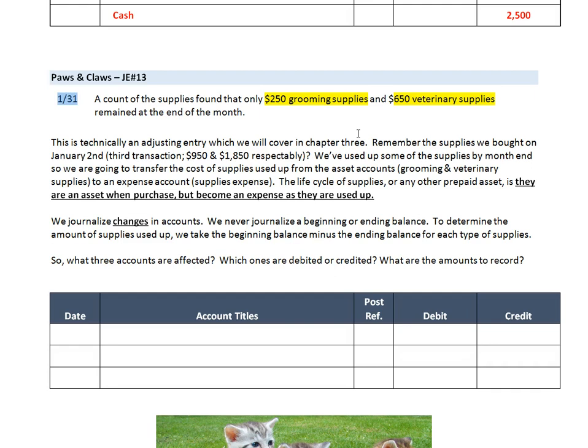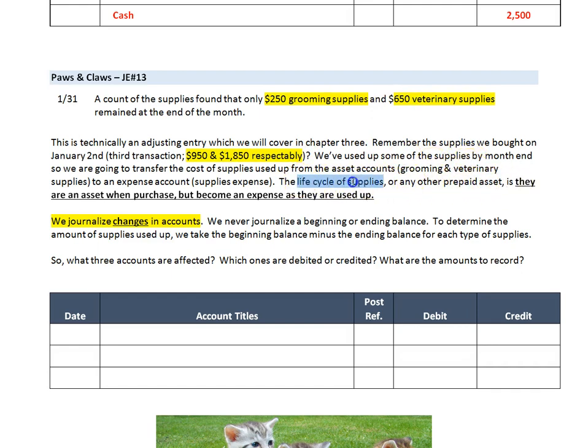What we need to do for the journal entry though is not journalize the ending balance. Journal entries always record changes in accounts, not an ending or beginning balance. These are ending balances. And here I've already looked at the beginning balances. If we go back to the transaction, we'll see the 950 and the 1850 respectively. So we had 950 of grooming supplies, 1850 of veterinarian.